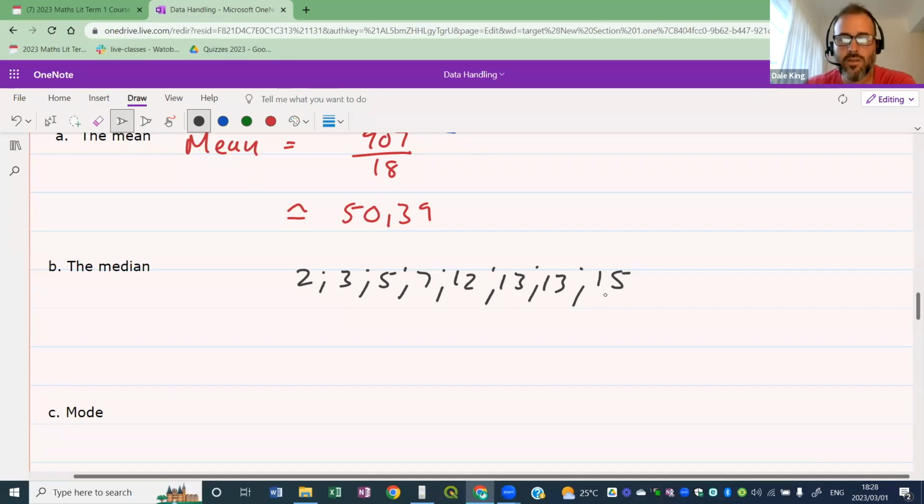It's in order. If they don't give it to you in order for the median, you're going to have to put it in order, unfortunately. So we've got 1, 2, 3, 4, 5, 6, 7, 8. We've got an even number in our data set.